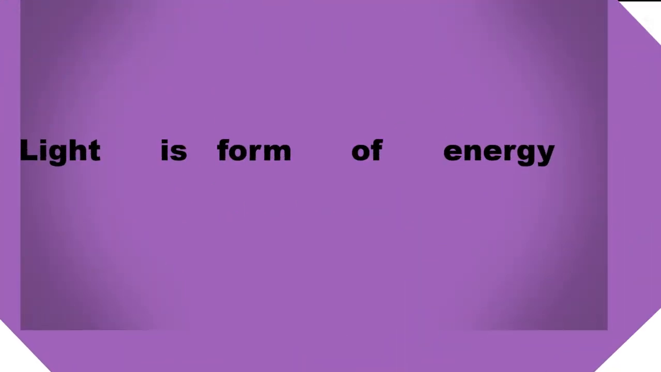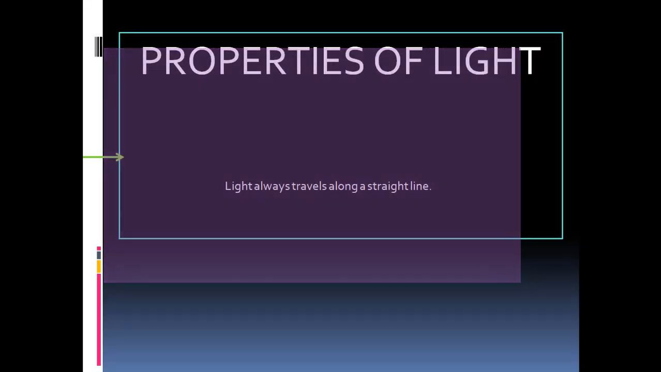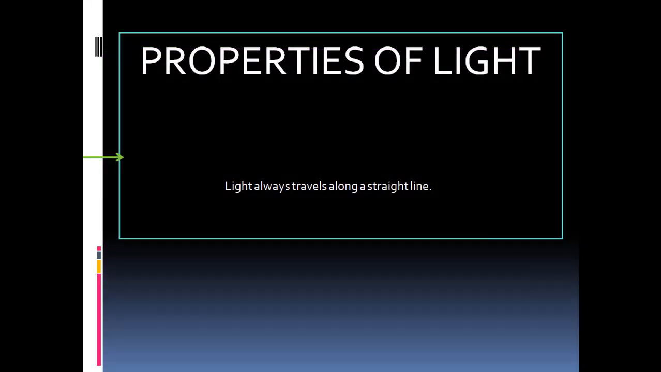Now let us list the properties of light one by one. The first and very important property is that light is a form of energy, and we can convert light energy into electrical energy and other forms of energy. Light always travels in a straight line, and if any object obstructs the path of the light, then the shadow of the object will be formed. This property enables us to predict that light travels in a straight line.